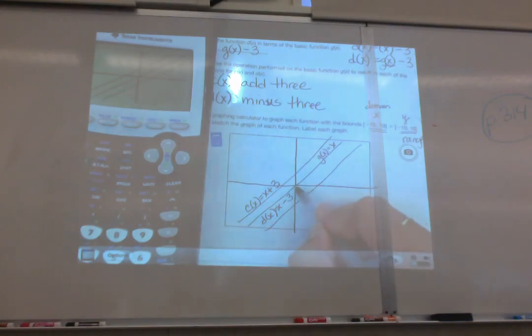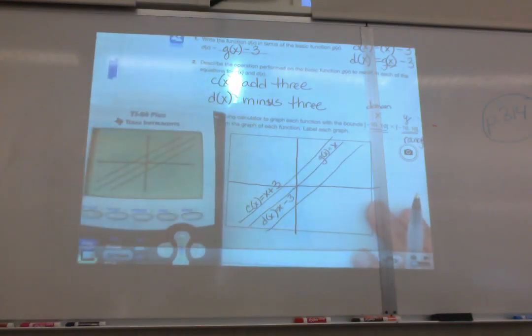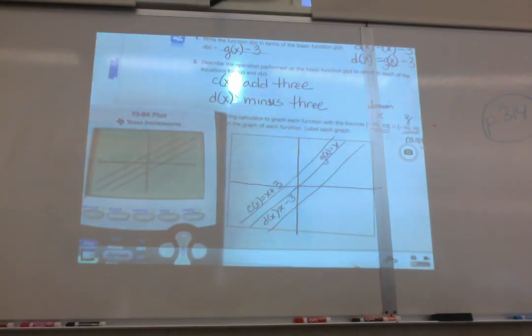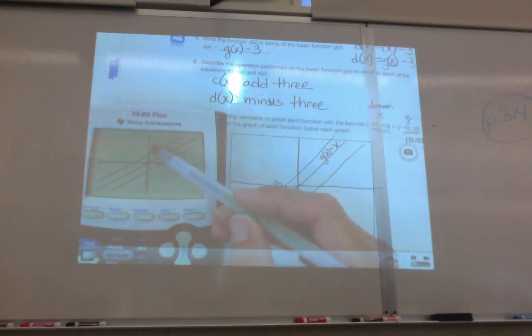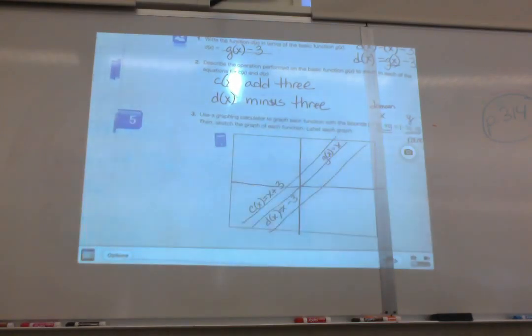One went exactly through the middle. g of x equals x goes straight through the middle. c of x is a little bit above, and d of x is a little bit below. Now, my sketch isn't that great, but looking at the graphing calculator, how many up is this top line? I can see the little lines there. How many up is that? 3 up. And how many down is the bottom line? 3 down.